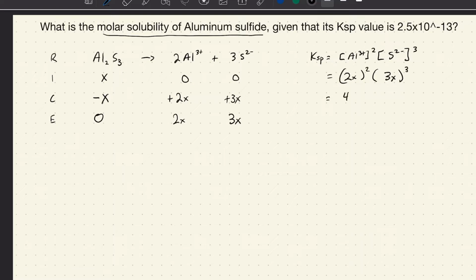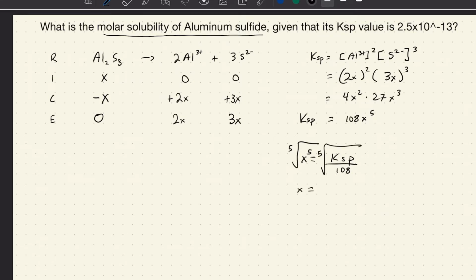So this is going to be 4x squared times 27x to the third, and that's going to be 108x to the fifth. And this 108x to the fifth, I can set equal to the KSP value, and then I can solve for x. So x to the fifth equals KSP divided by 108. And then I can take the fifth root of both sides.